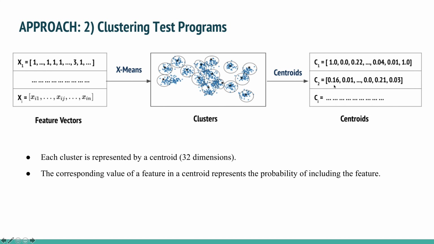The corresponding value of a feature in a centroid represents the probability of including the feature in a generated test program. Note that this is in contrast with swarm testing, which uses the simplest form of fair coin toss probability for the inclusion of a feature.